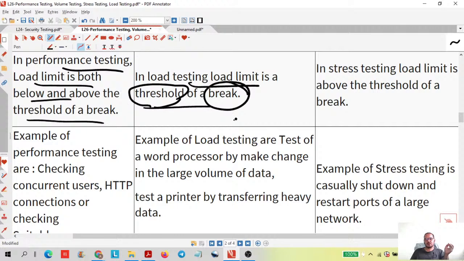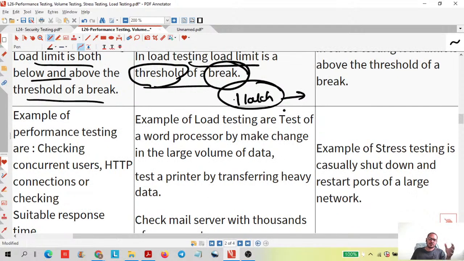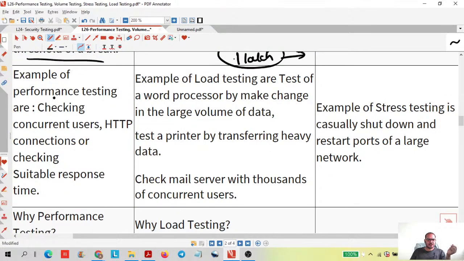If 1 lakh people log in at a time, it will break the system. There will be some threshold, because if your application should support 1 lakh, you should pay more for the server and its configuration and all. One example of performance testing is checking the concurrent users and HTTP connections. Most of the time we face this problem, where HTTP connections continuously hit that particular button, refresh the HTTP connection, or check the suitable response time and all.